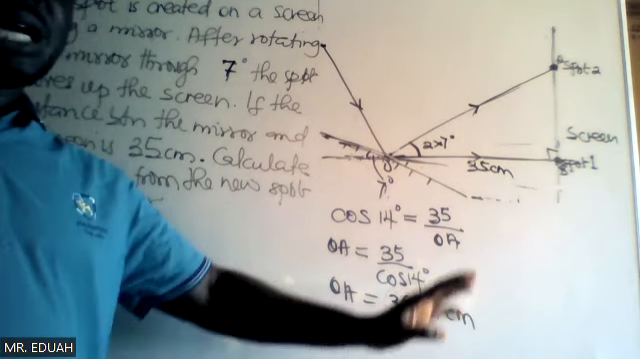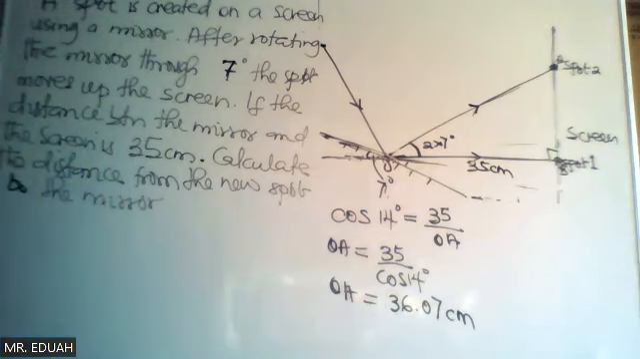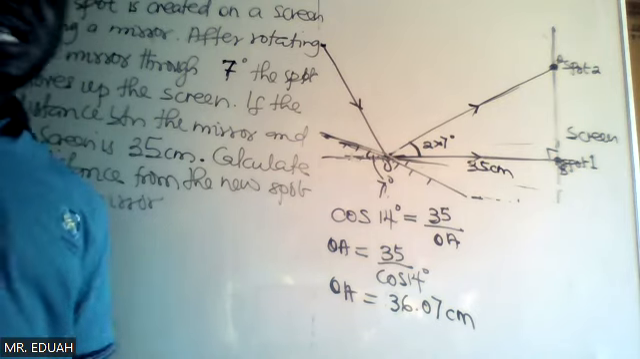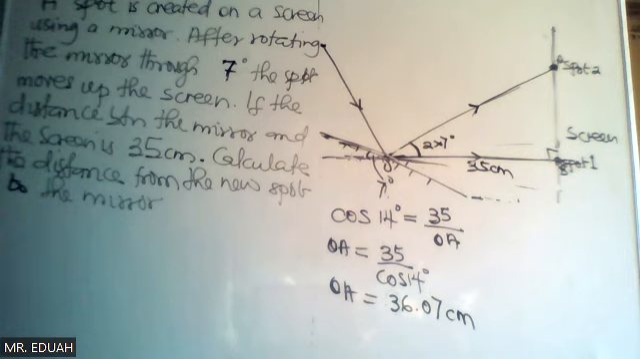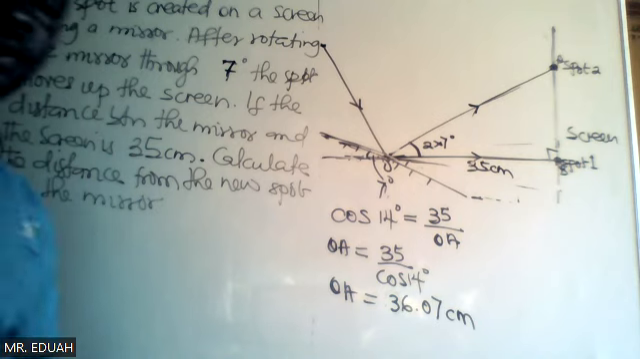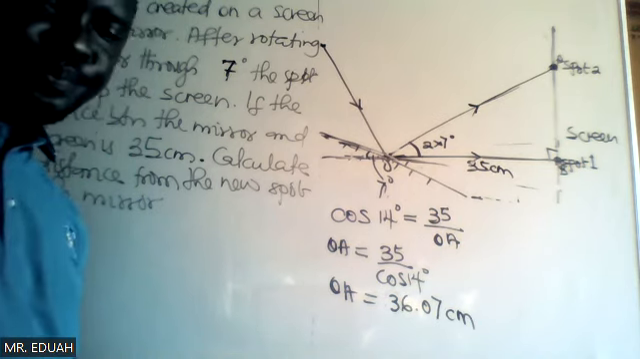Okay, let's determine the distance between the spots. Calculate the distance between the first spot and the second spot. Do that for me quickly. The distance between the old spot and the new spot. Then we move on.